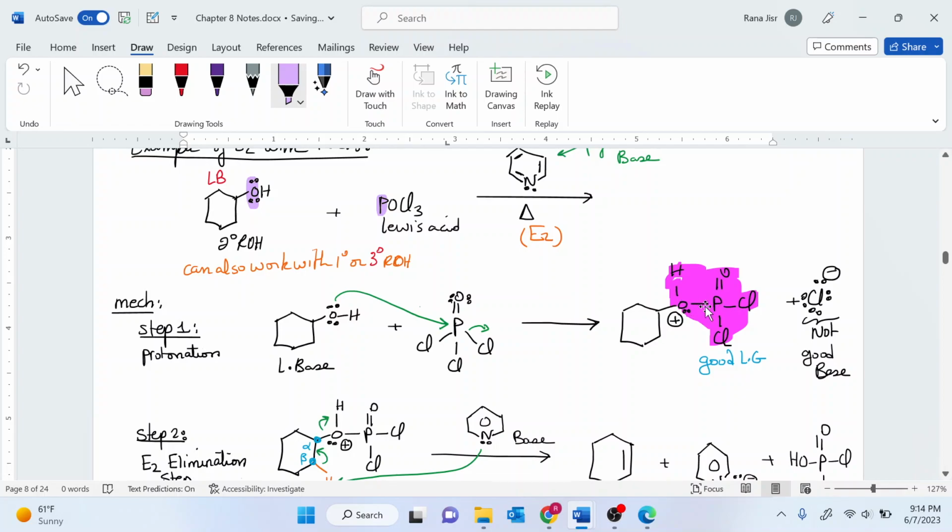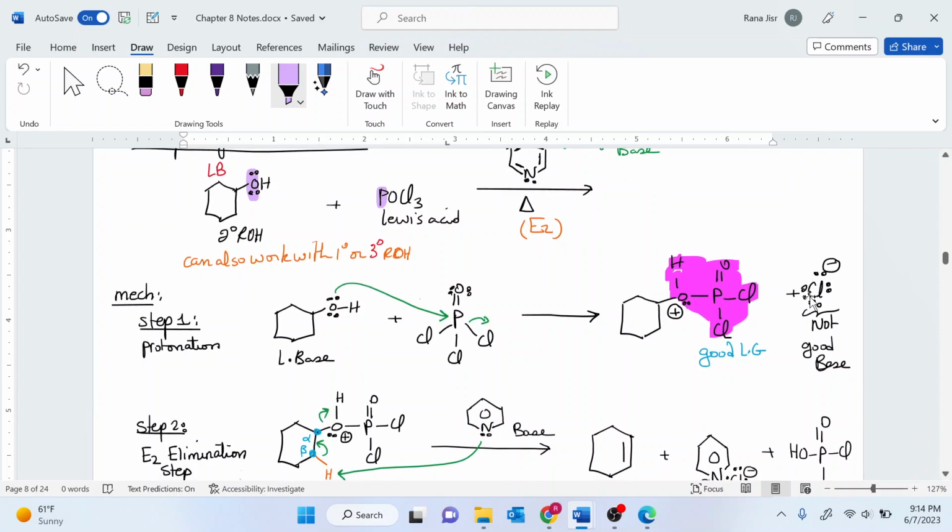So you're making a bond here between the oxygen and the phosphorus, and the oxygen will have a positive charge. This is what we need. We want to introduce a plus charge on the oxygen to make it now a good leaving group. See what we did? We did a complex. Instead of being a bad leaving group, now it's a good leaving group in there. Plus, of course, one of the Cl's that is going to leave.